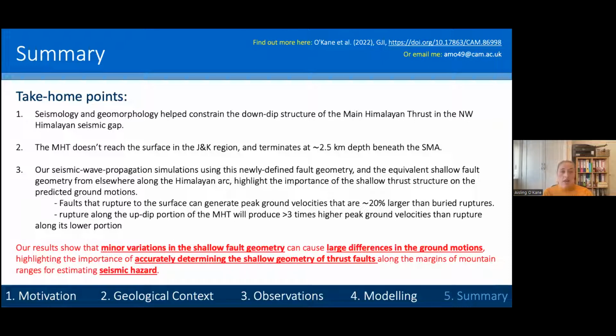But similarly, if we rupture the up-dip portions as opposed to the lower portions with an equivalent magnitude, it could produce ground motions that are 3 times higher. So overall, our take-home message is that our results indicate that accurate constraints on the shallow geometry of thrust faults around the margins of mountain belts are required for estimating seismic hazard in these critically exposed and rapidly urbanizing regions.